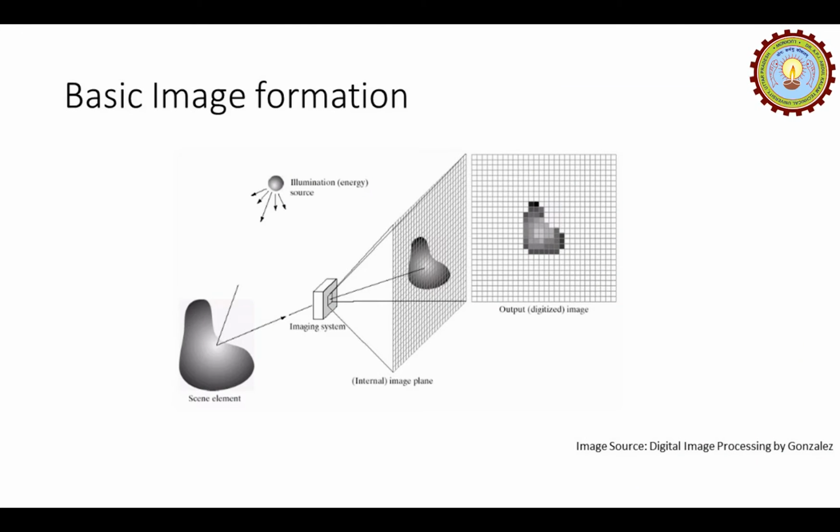Where do you think the motivation has come from? The motivation for this image formation has come from your human visual system. The human visual system also has sensors. It's much more robust than the CMOS or CCD sensors we use in our mobile phone cameras, or for that matter, any other cameras as well. So this is how the images are formed in our imaging system.